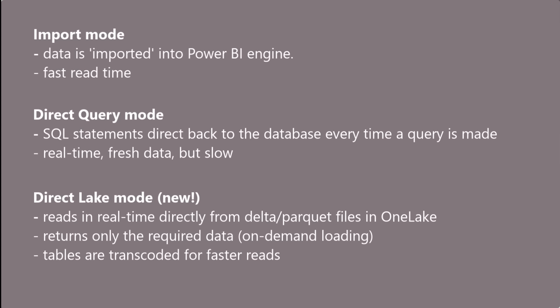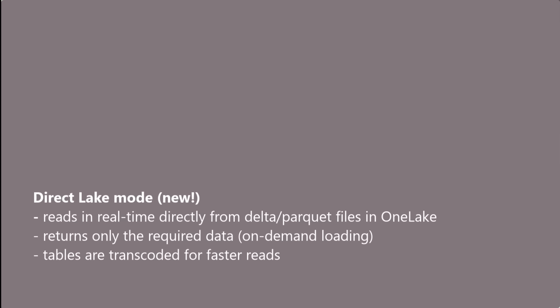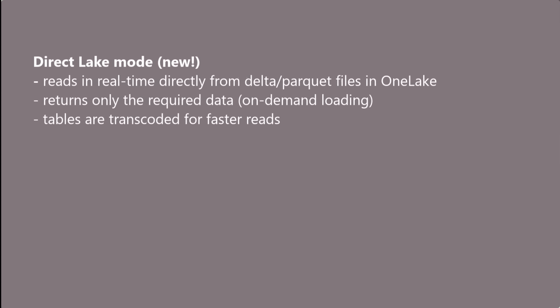Now it can do that because of a number of tricks that are being done under the hood. Number one is it uses a feature called on-demand loading, which means that it's only grabbing the data that it needs for that specific view or for that specific query that's being done by the Power BI engine. So it doesn't bring back that 9 gigabytes of data every time. It only brings back the data that the user needs in that specific instance. So it's very quick. There's also some quite clever transcoding that's done on these Delta Parquet files to speed up that read performance. So that's a little bit about Direct Lake and what it is and how it works.